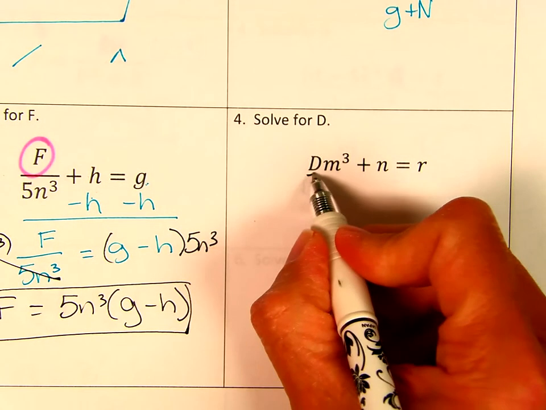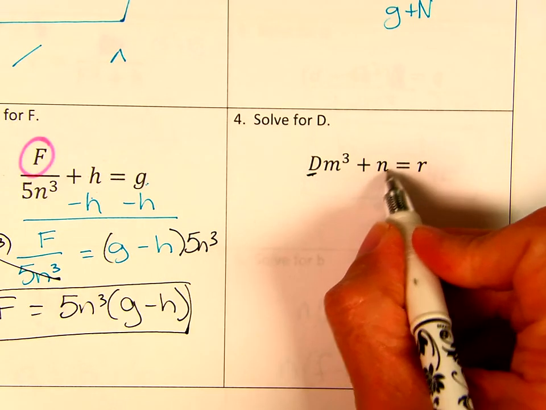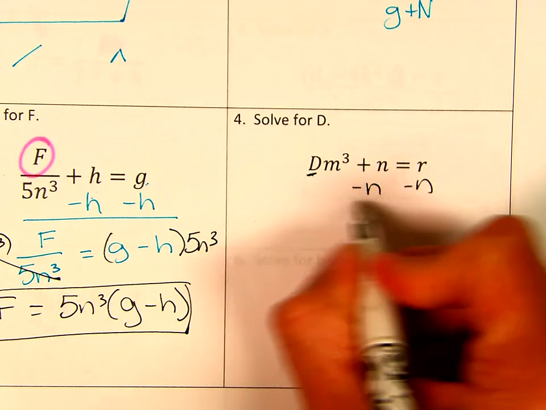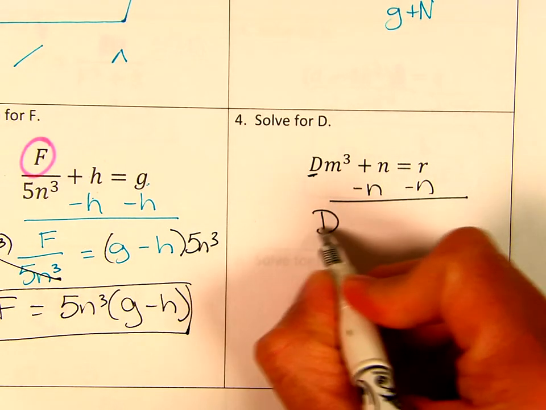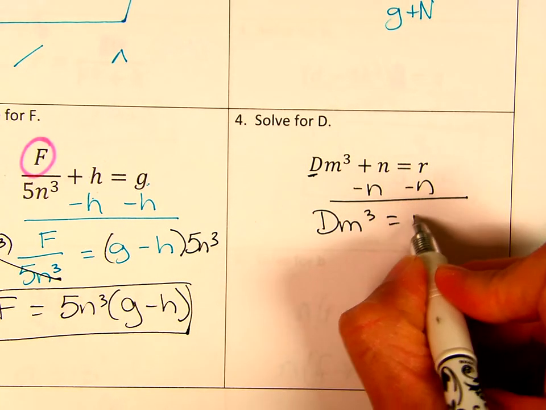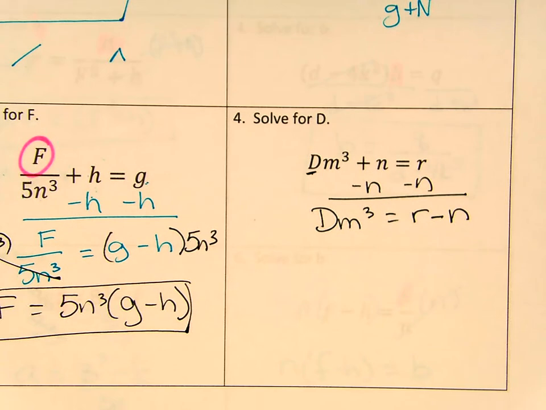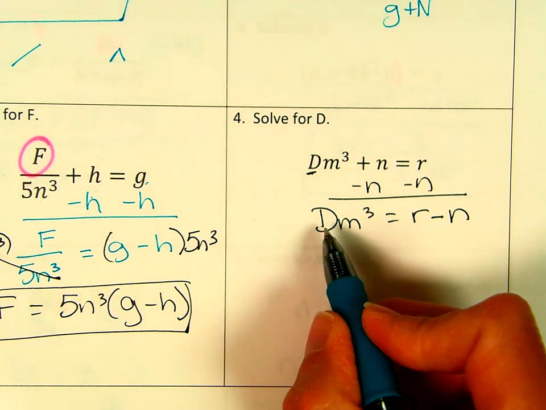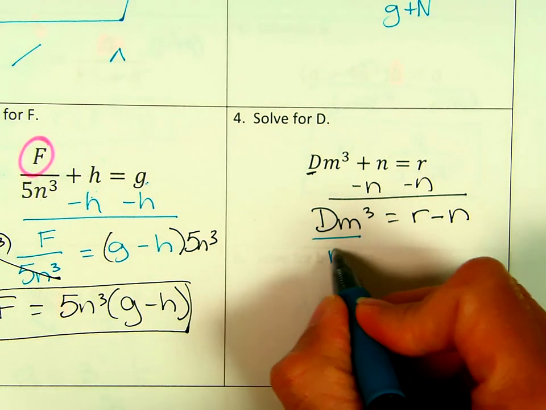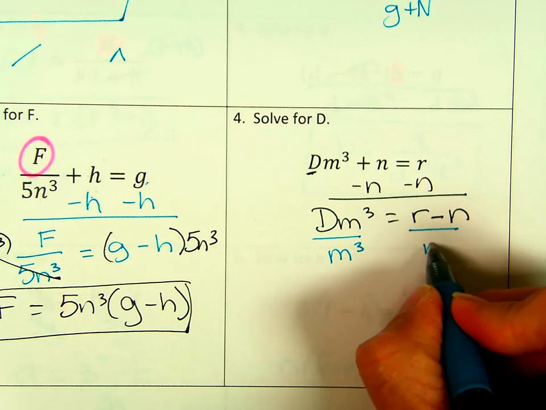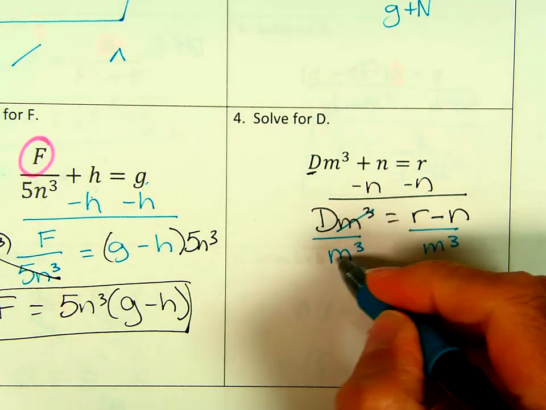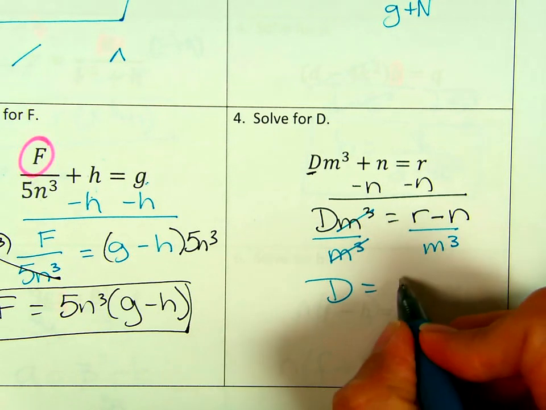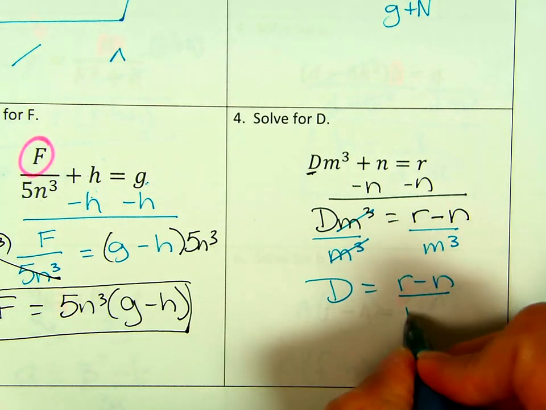All right, last example for today. Again, we're trying to get D alone, so we need to get rid of this thing that's being added or subtracted first. So I'm going to subtract n on both sides, and I get dm cubed equals r minus n. And now m cubed is being multiplied by d, so we have to do the opposite and divide. And then it cancels because m cubed divided by m cubed is 1, and 1 times d is d. And I get d equals r minus n over m cubed.